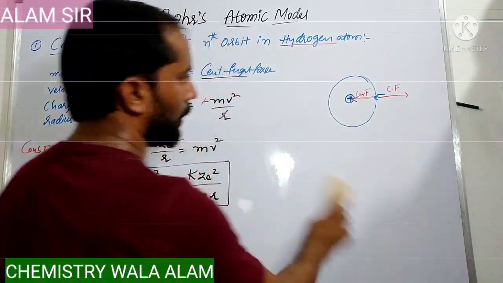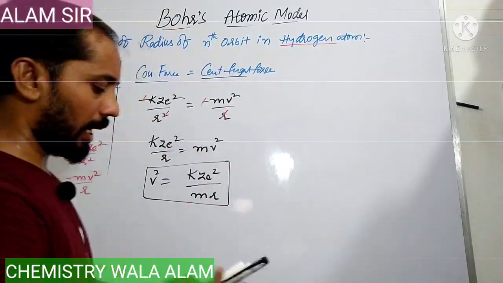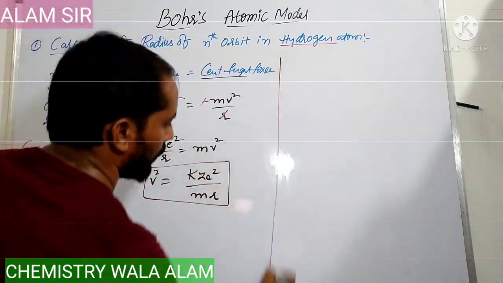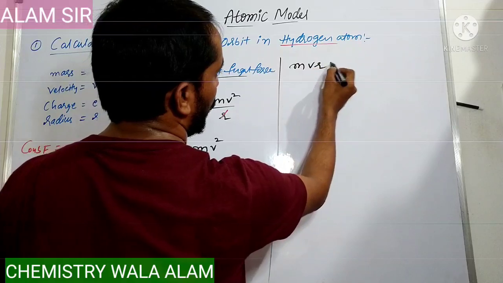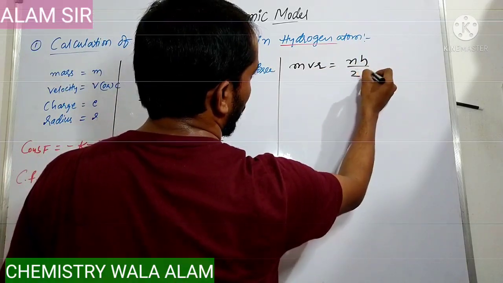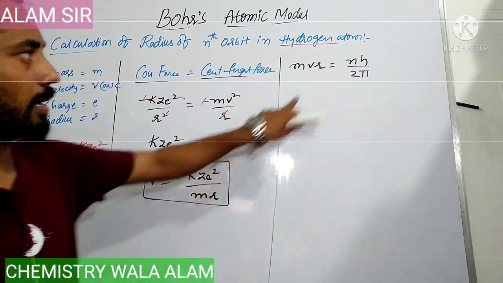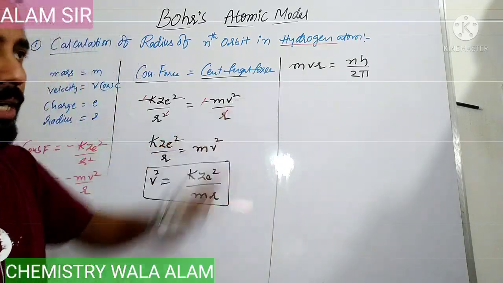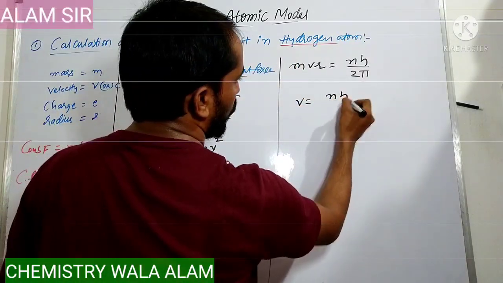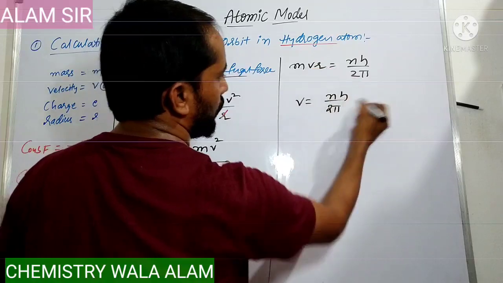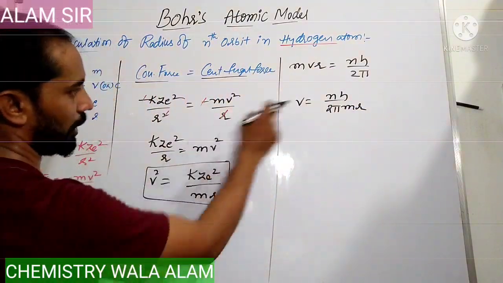And the next one to consider is the angular momentum. The fourth point: angular momentum mvr equals nh by 2π. Sir, why have you taken the angular momentum again? Because here v is the velocity, and here also we get a velocity, so these two velocities should be equated. So v equals nh by 2π, sending mr to this side, mr. Okay now, let us make v² equal.